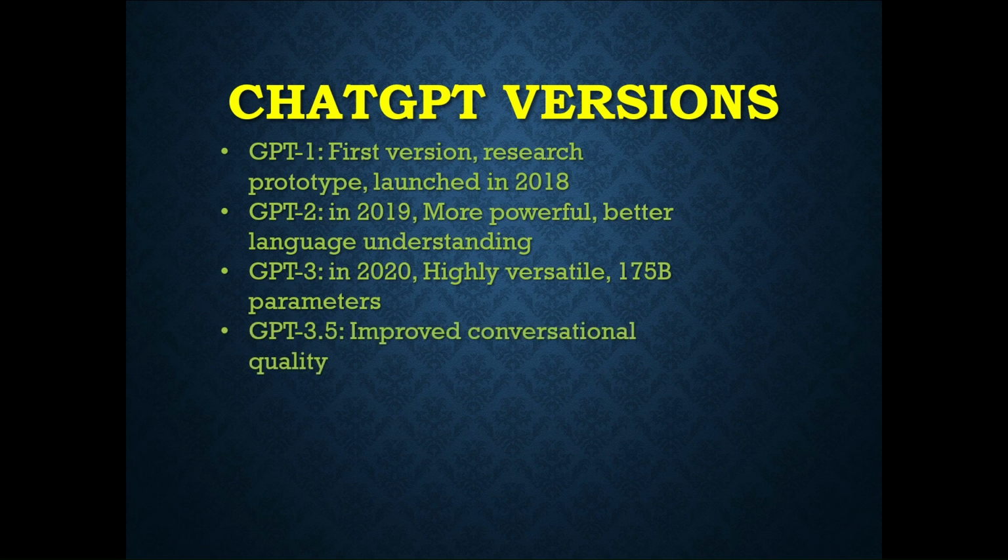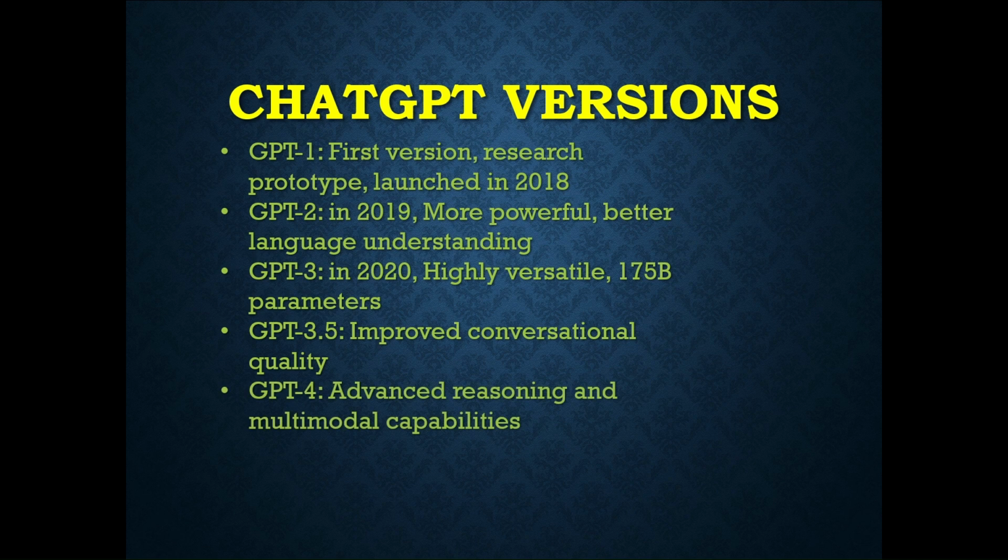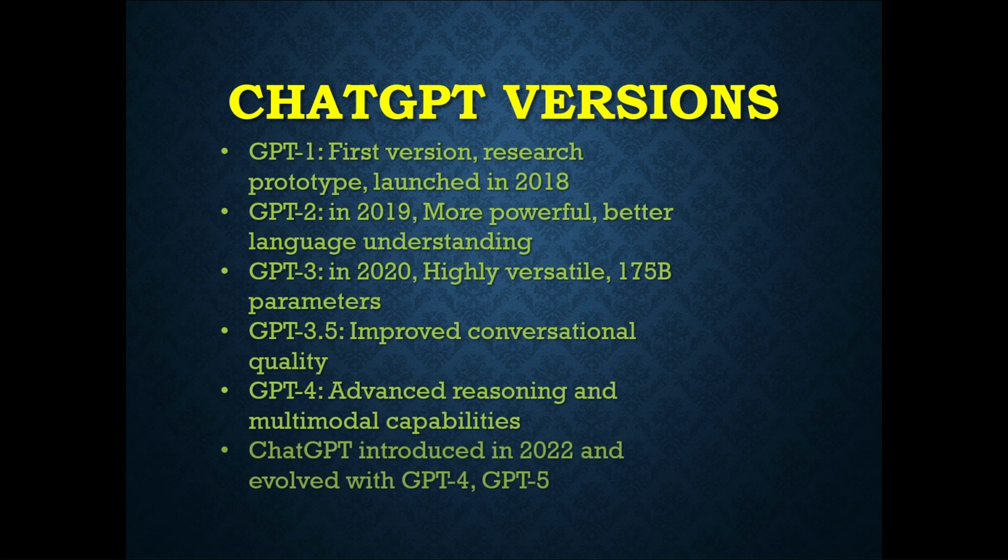GPT-3.5 improved conversational quality. GPT-4 brought advanced reasoning and multi-modal capabilities. Multi-modal means we can give the input as text, images, videos, or voice recordings, like speech. Those we can give separately. But in multi-modal, we can give voice, images, speech, and videos combined. Everything can be combined in one prompt or request as input. Then the GPT will analyze it and provide the output. ChatGPT was introduced in 2022 and evolved with the GPT-4 and 5 models.